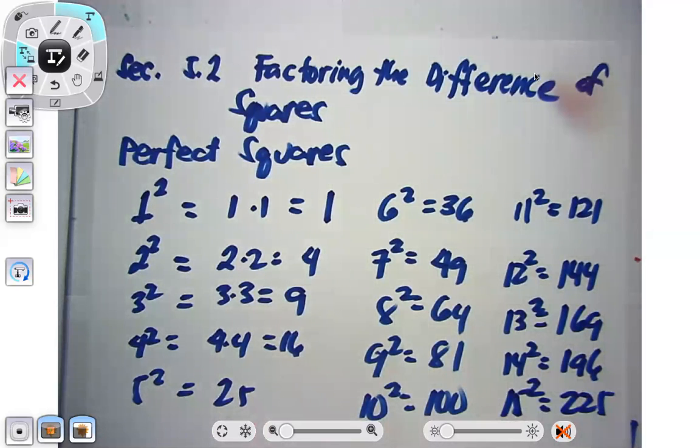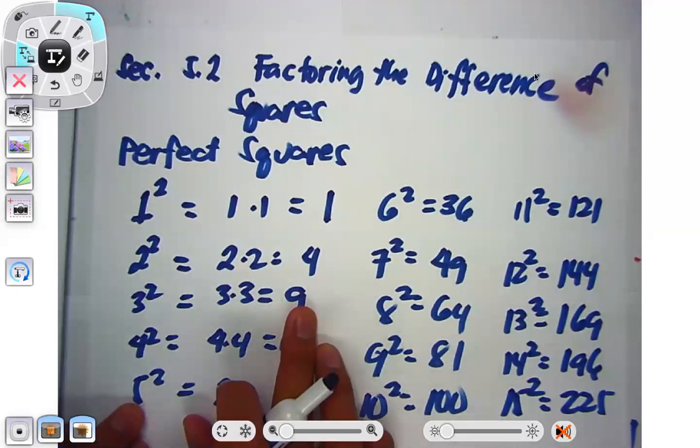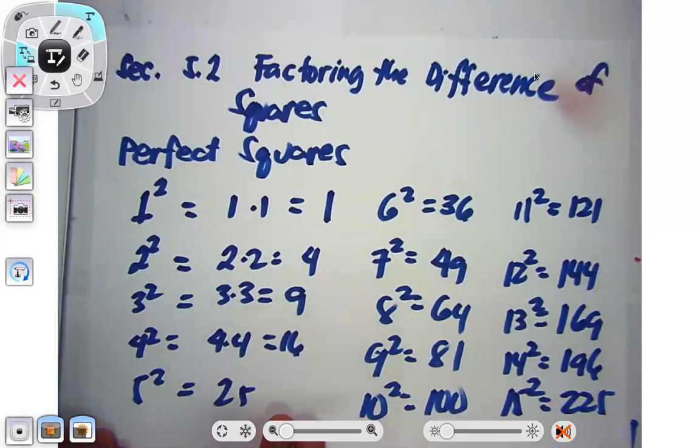So we need to know at least the first 15, or better yet, the first 20 if you can. If you forget, it's listed on the whiteboard. So for instance, what's the square root of 9? It's 3. The square root of 16, that's 4. Square root of 100, that's 10. Square root of 81, 9. All right, so at least you have a list of those perfect squares, because now we begin factoring the difference of squares.